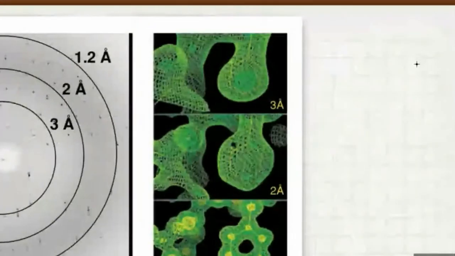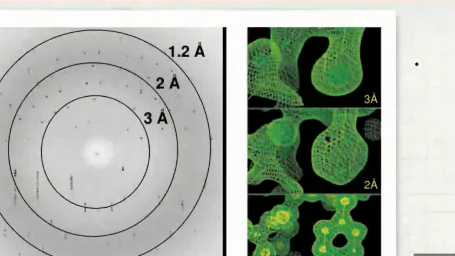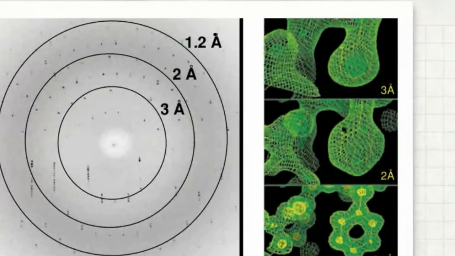So here we have an example for three different resolutions. One is at 1.2 angstrom resolution, another at 2 angstrom resolution, and another at 3 angstrom resolution. This is a diffraction pattern. What you are seeing here, the dotted circles, is the diffraction pattern at different angstrom. At 1.2 angstrom you can find very minimum detail, right? At 2 angstrom, some details, more details there.